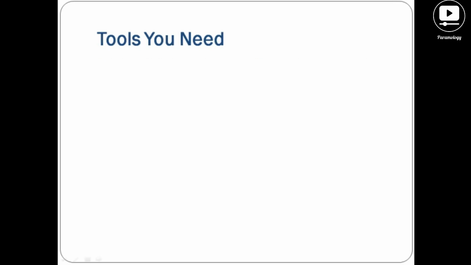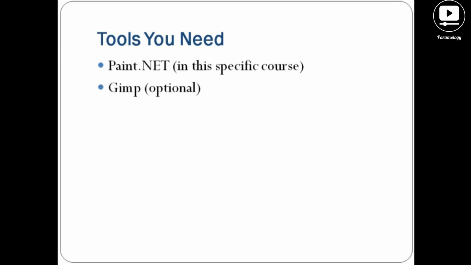So with that said, let's talk about the tools that you're going to need. You're going to need paint.net in this specific course, of course. Now, keep in mind that the concepts that I'm going to teach you can apply to just about any other tool. They can apply to Adobe Photoshop. They can apply to GIMP. Let's say, for example, that you want to use something like GIMP. It's not going to be the exact same layout, but it's going to be similar concepts. So you can use GIMP if you want to, but I personally use paint.net, and I'm going to use that for this specific course.